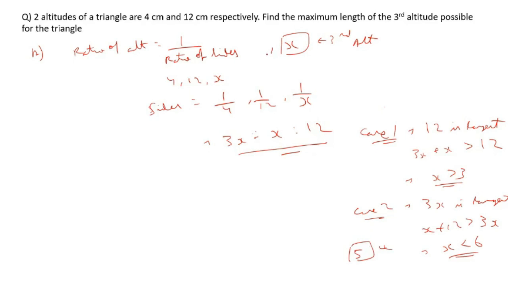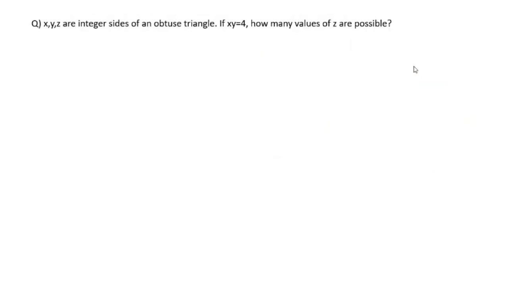Again, the concept was just one: the ratio of altitudes is inverse to the ratio of the sides, and then just using it. If they give some additional condition, like an obtuse angle triangle, then we would have to put the condition of c square greater than a square plus b square, etc. Other than that, pretty straightforward. So let's move to the next one.